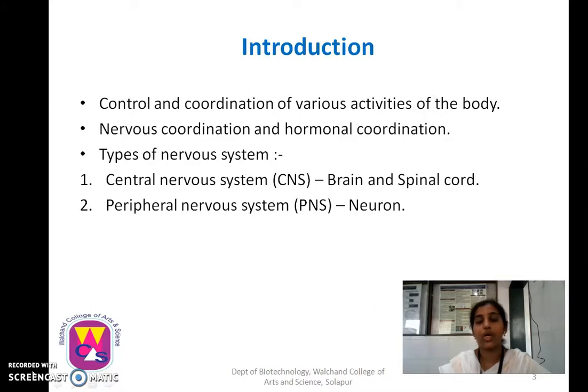Nervous coordination and hormonal coordination, these two major coordinations occur inside the human body, and they help the human to maintain a steady position and the day-to-day reactions and actions in front of different natural activities occurring around us. Depending on structure and function, the nervous system is divided into two major parts, that is the central nervous system and the peripheral nervous system. Today in this session we are going to discuss the central nervous system in detail.